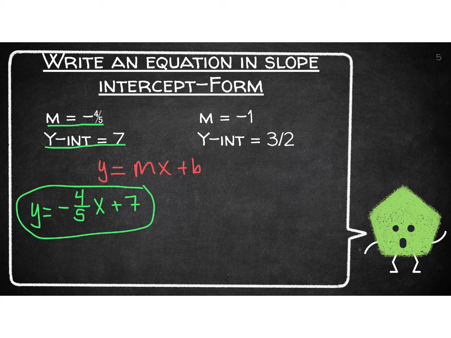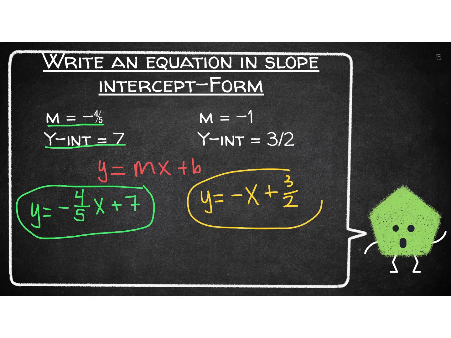And then we have the next one here. M equals negative 1, y-intercept is 3/2. If I use my y equals mx plus b format, y equals my m, which is negative 1. You can either put negative 1x or just negative x, plus b, so plus 3/2. And that would be your slope-intercept form equation.